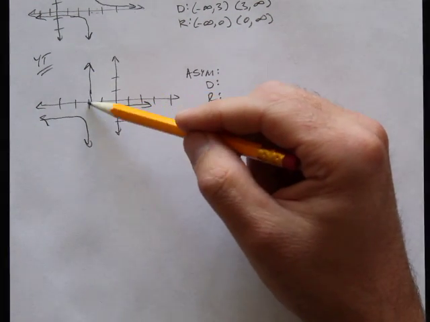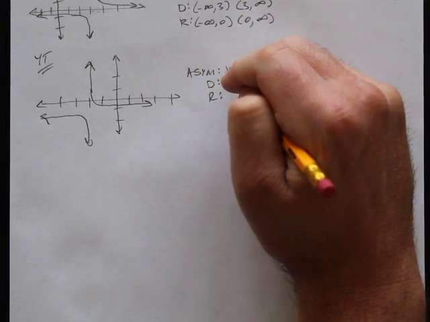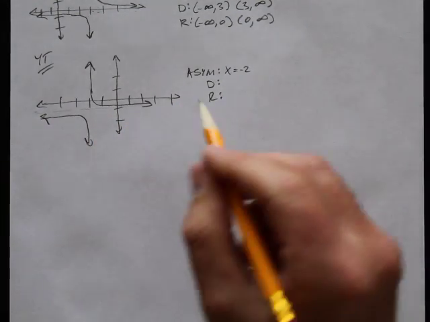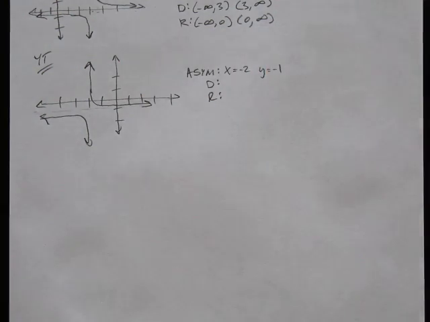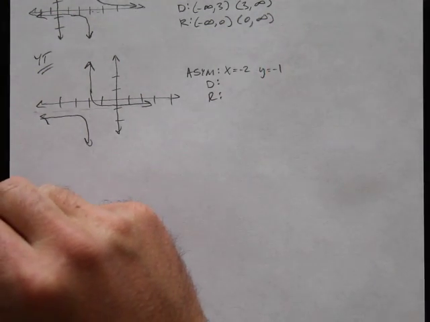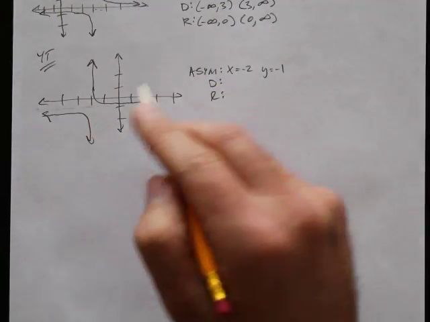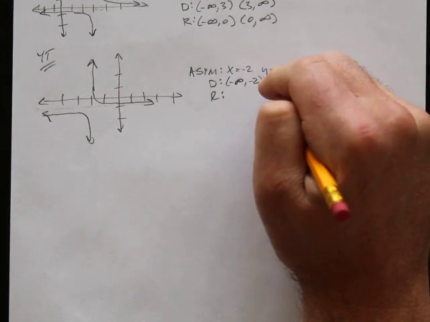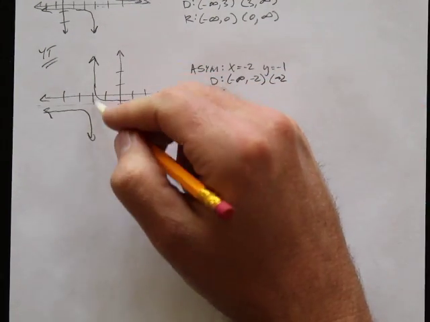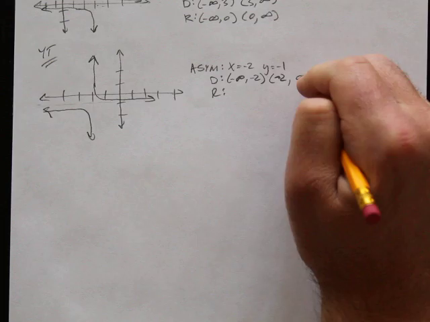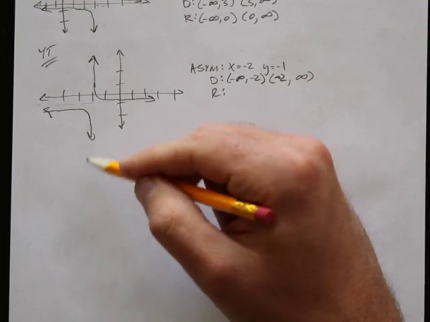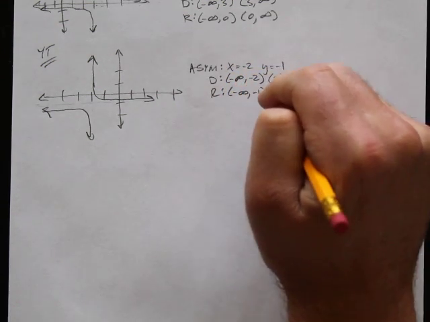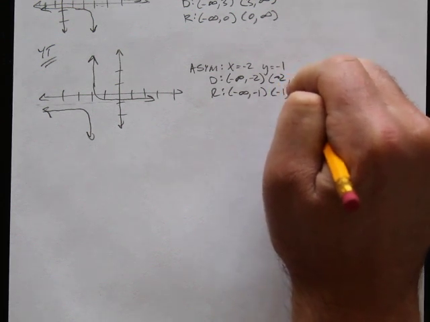Okay, here's my vertical asymptote at negative 2. So my vertical asymptote is x equals negative 2. My horizontal asymptote is here at y equals negative 1. All right, hope you got that. My domain is negative infinity all the way to negative 2. And then negative 2. Notice I have the soft brackets because negative 2 is not included. Negative 2 to positive infinity. My range is negative infinity, my y values, all the way to negative 1. And negative 1 to positive infinity.